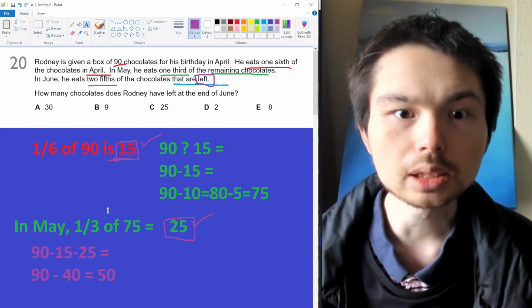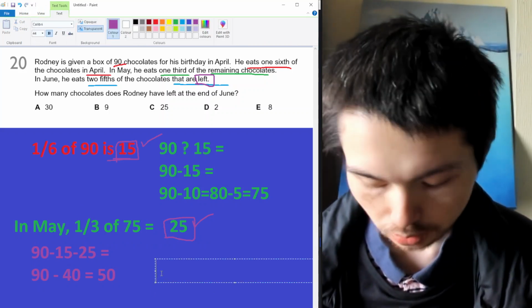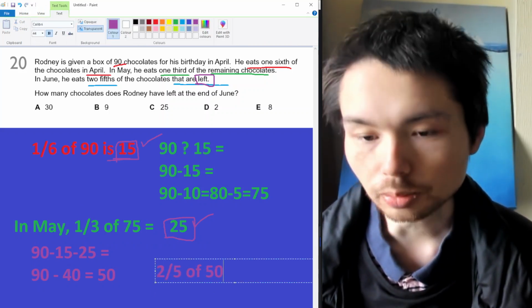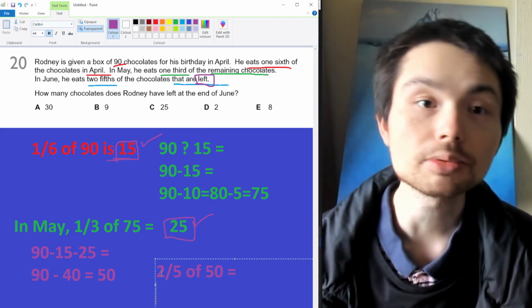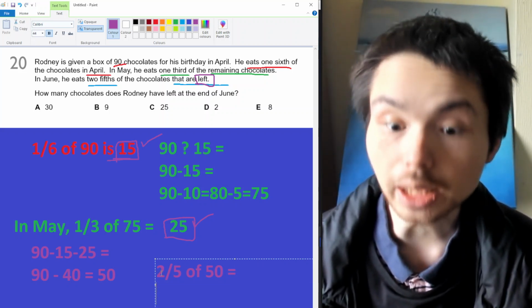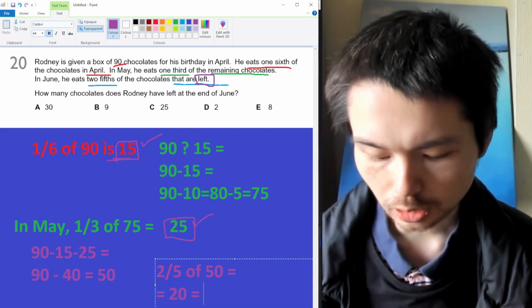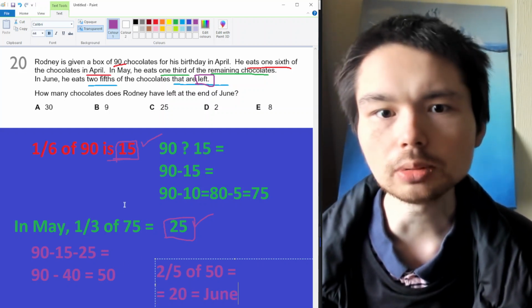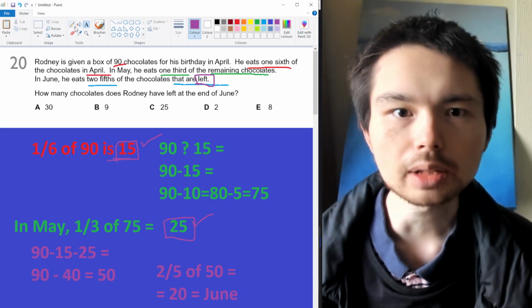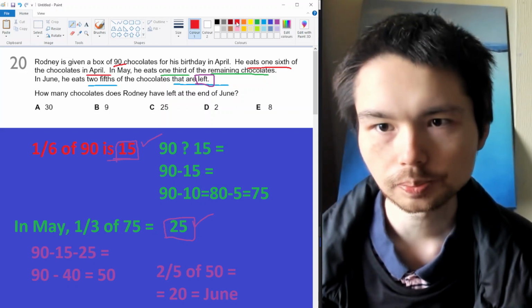So what are we saying? In June, Rodney eats 2/5 of what is left, which is 50. So now we work it out. 50 divided 5 is equal to 10. And then you times by 2, which is 20. That's how much he eats in June. How many chocolates does he have left at the end of June?